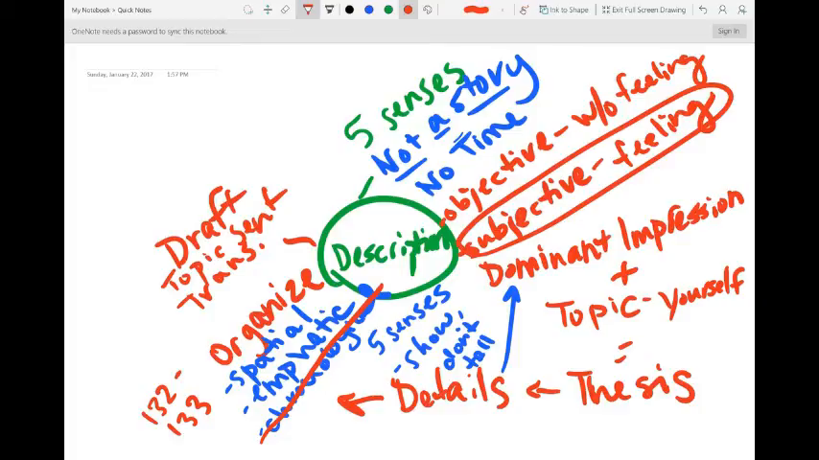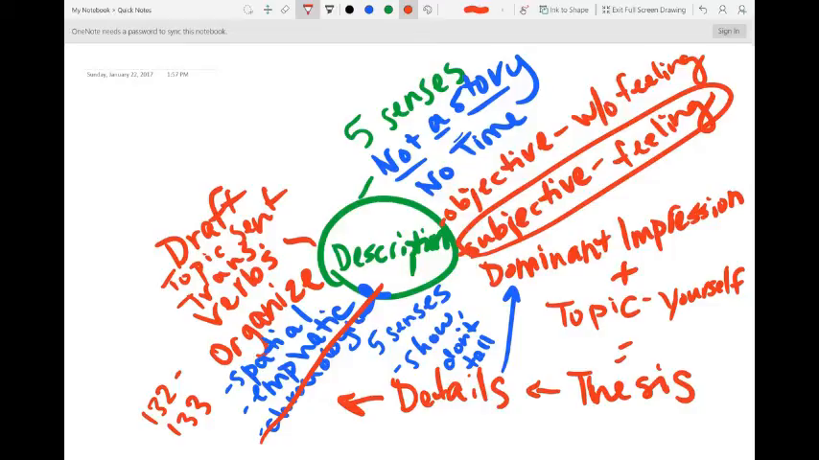Also remember that you need really strong verbs. Honestly, most of your description doesn't come from details. A lot of your description comes from verbs. So if you're trying to show me with a dominant impression that you're very strong, maybe when you're talking about your hands, you can say, my hands clench a paintbrush or something like that. And so those great verbs really help with your description.